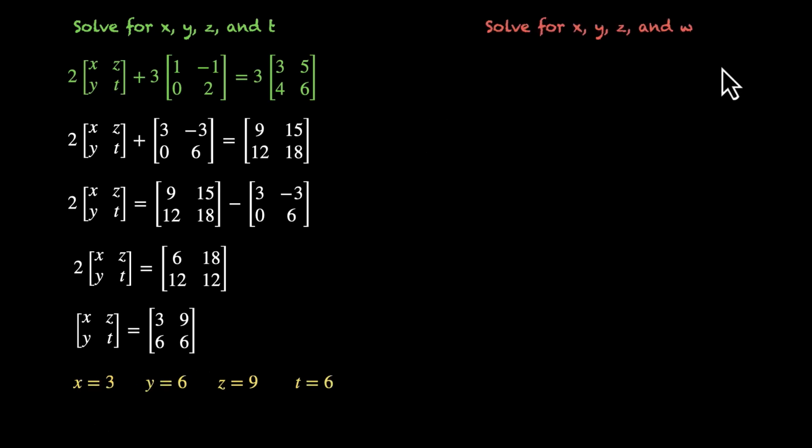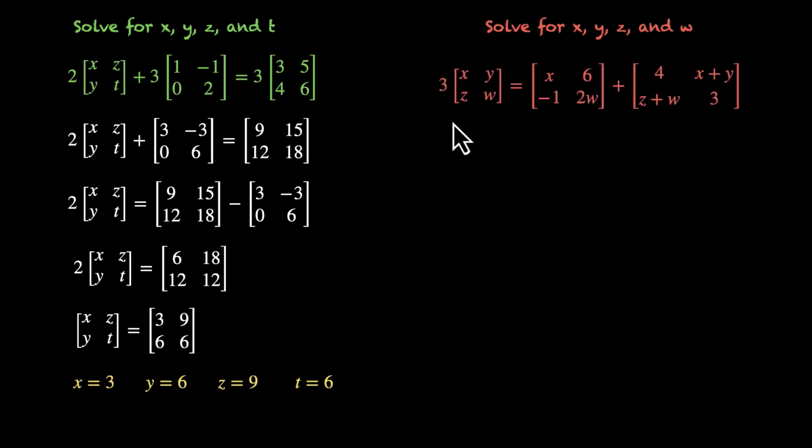Let's solve one last problem. Solve for x, y, z, and w. So this is what we have. 3 times the matrix [x y; z w] equals this matrix plus this matrix, and x, y, z, and w are all over the place. This one has x, 6, minus 1, and 2w, plus this one has 4, x plus y, z plus w, and 3. So we'll have to solve for this. Pause the video, try this on your own.